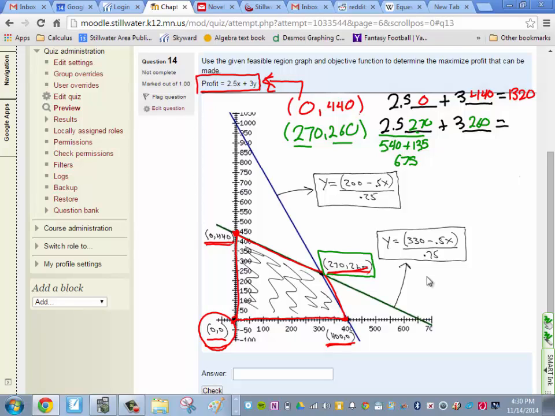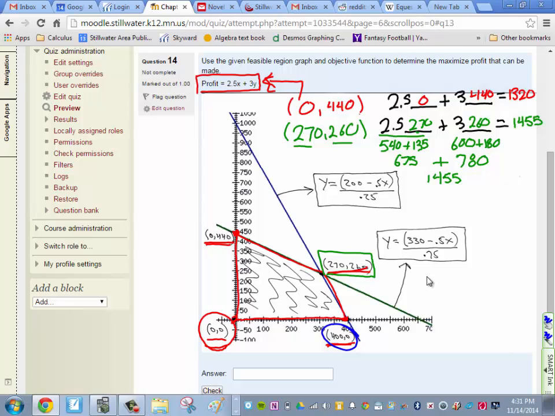Okay, 3 times 200 is 600. 3 times 60 is 180. 600 plus 180 would be 780. Now we add these two together. 675 plus 780 is 1455, I hope. Yeah, 1455. If I made a mistake, it's because of some arithmetic error. Okay, we got one more to do. We're going to test out this point right here. Right now, we're at 1455 as our max.